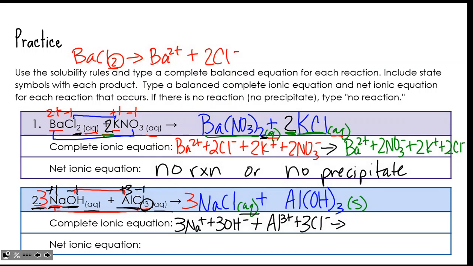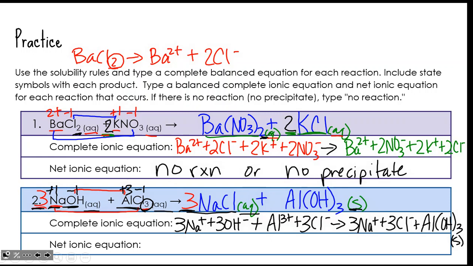Over here, the first product that is aqueous, maintaining the balancing here, so we put 3 sodiums and 3 chlorides. And then because this is the solid, it just stays together. And put the little S there, I'm running out of room.